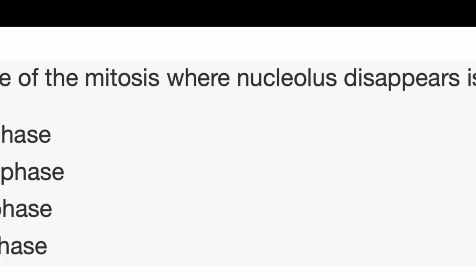Question number 8, the next question. The stage of mitosis where the nucleolus disappears is dash. Which is the stage of mitosis where the nucleolus disappears? Option A, anaphase. Option B, metaphase. Option C, telophase. Option D, prophase. In which of these phases of mitosis do you think the nucleolus disappears?